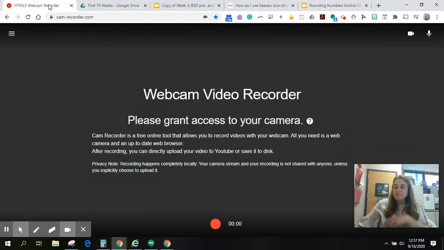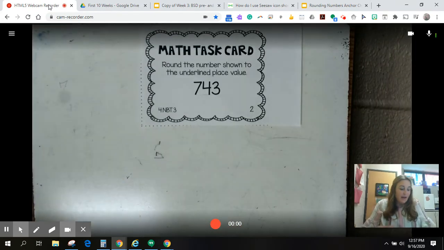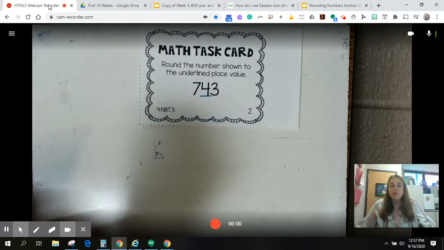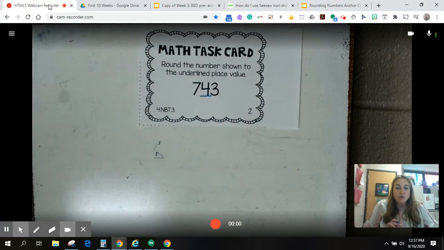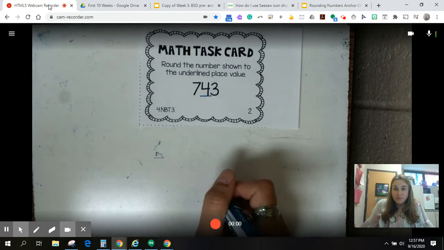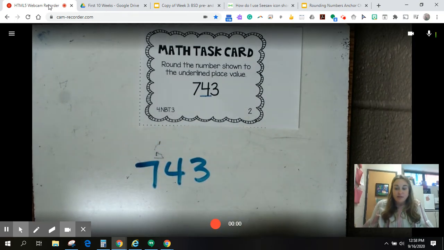So our first card is 743. I know it's hard for you to see. I can see it on my side. It says round the number shown to the underlined place value. What place value is that? That's right. It's the tens place. Okay, so they want us to round 743 to the nearest tens place. So it says to underline that digit. We did. We underlined the tens digit.